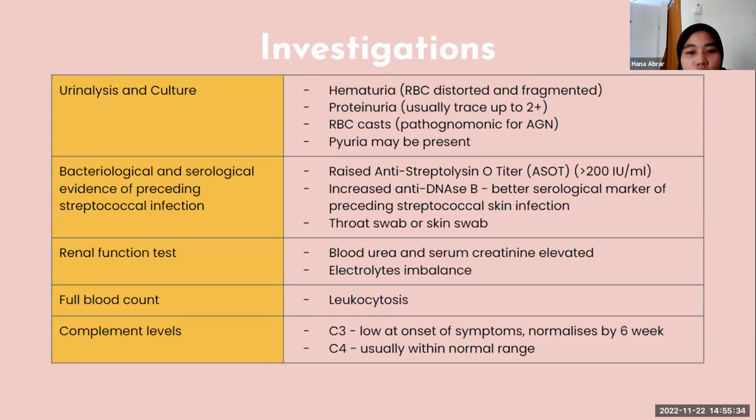And renal function tests reveal elevation in blood urea and serum creatinine. There might be electrolyte imbalance, and full blood count might show leukocytosis. Complement level: C3 will be low at onset of symptoms and normalized by 6 weeks, but C4 is usually within the normal range.